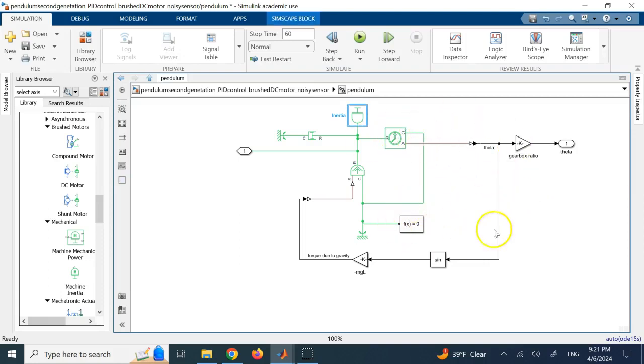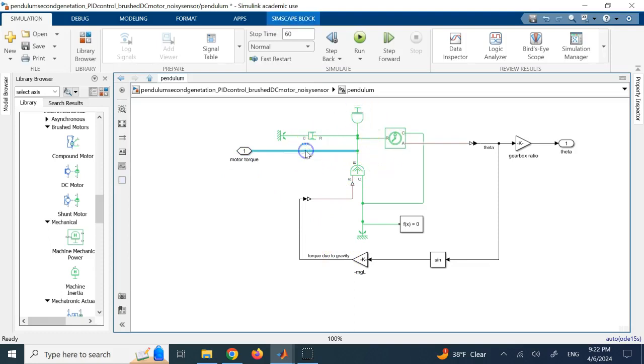And that extra torque due to gravity: when I sensed the theta of this rotational element, I got a sine out of it, and then multiplied it by negative mgL. So this is that torque, and I added that extra torque onto the inertia. So this is the torque due to the DC motor, right? So I can say motor torque. And then this one is the torque due to gravity, and I apply both of them to the inertia.